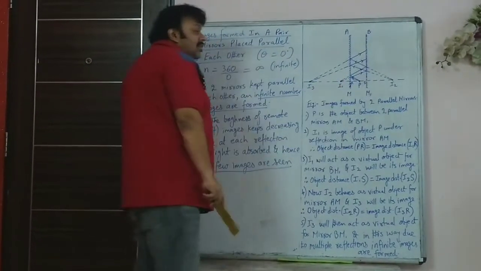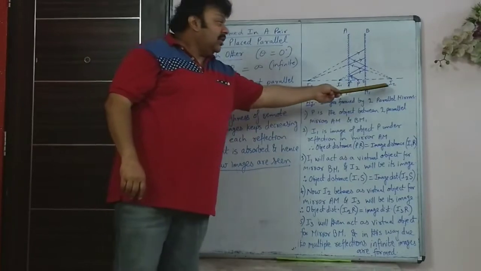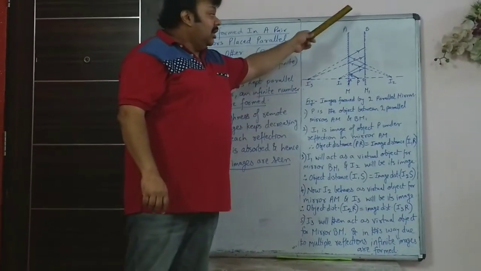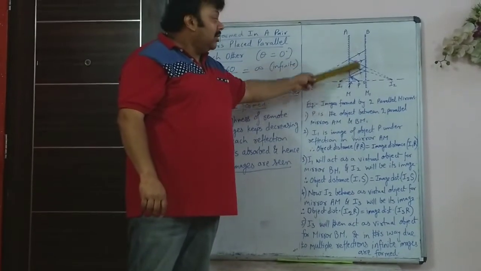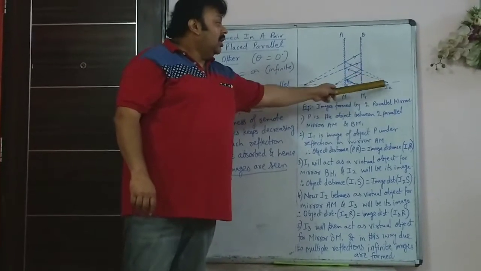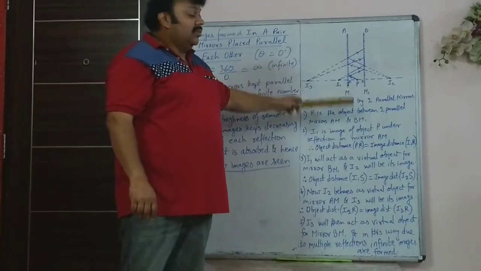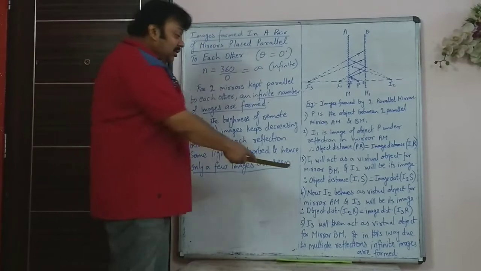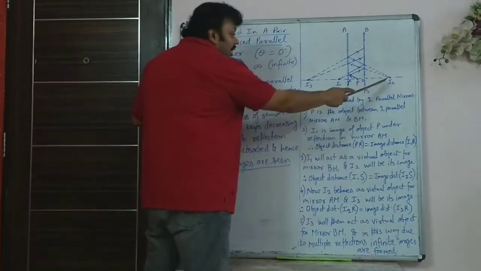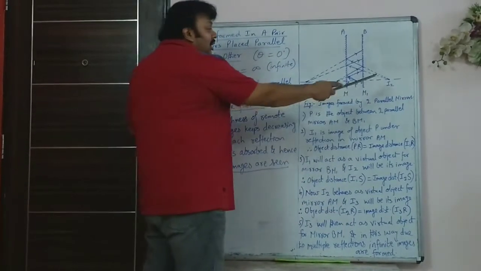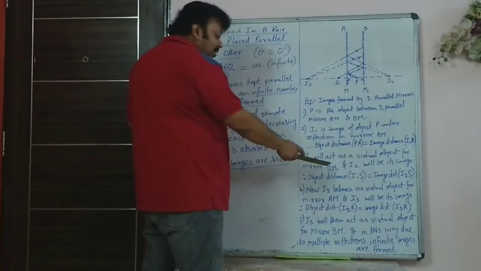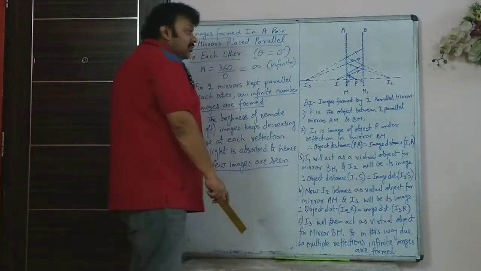You will get the image I2. So I2 is the image of the virtual object I1 under reflection in the mirror BM1. So you are showing the rays reflecting and appearing to come from I2. Now after that, that is what is written here. I1S, the object distance, is equal to I2S, the image distance. And I1 is the virtual object for mirror BM1 and I2 is its image.